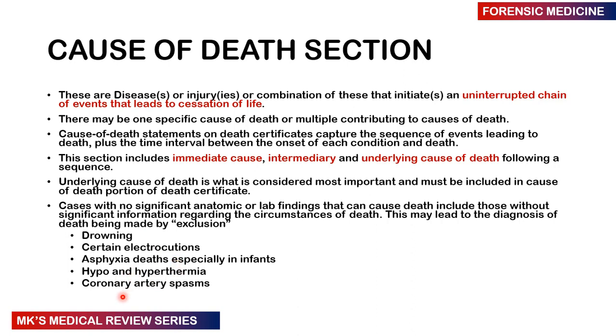Then you have hypothermia. You can't really prove that someone died of hypothermia, but you may have an idea. For example, you check the temperature of this person just before they died and you realize they were severely hypothermic. But when they die, the body begins to be cold, so even if you do an autopsy, you may get normal findings. Then, of course, coronary artery spasms. You may not be able to see these even when you do an autopsy. So this is what we call death made by exclusion.